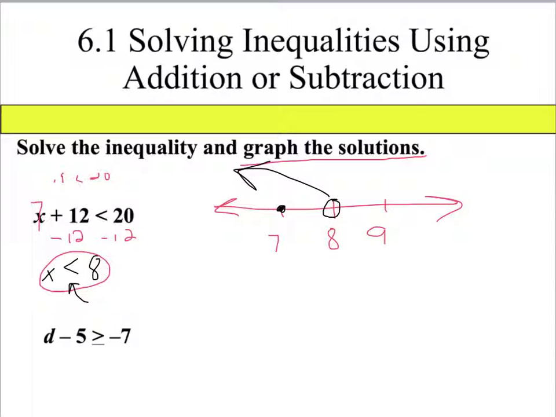Awesome. Okay, next one, very first thing is solve the inequality. When you solve this inequality, we need to add 5 to both sides.